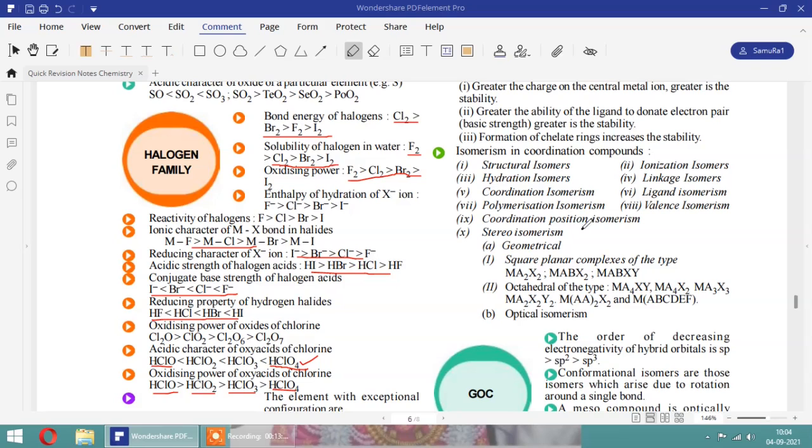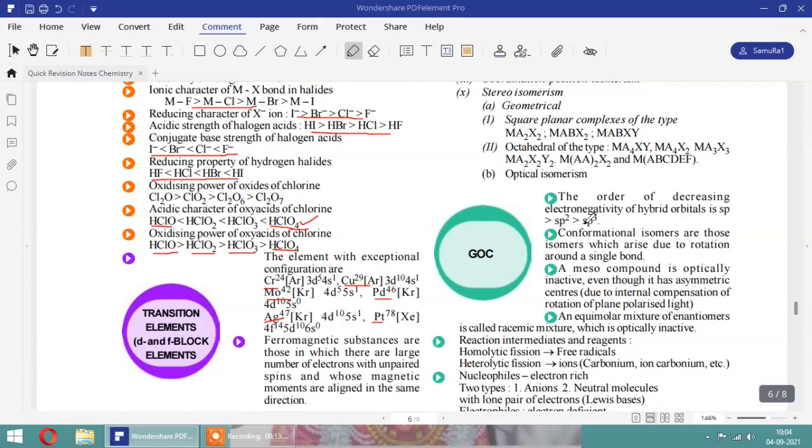Stereoisomerism. Geometrical isomerism: for square planar complexes of the type MA2X2, MAABX2, MABXY. Octahedral types: MA4XY, MA4X2, MA3X3, MA2X2Y2, MA2A2X2, MABCDEF. Optical isomerism.